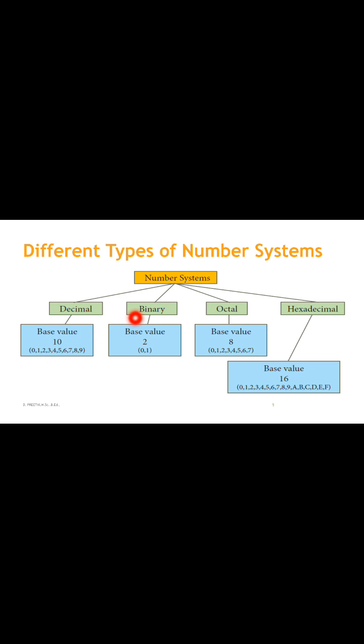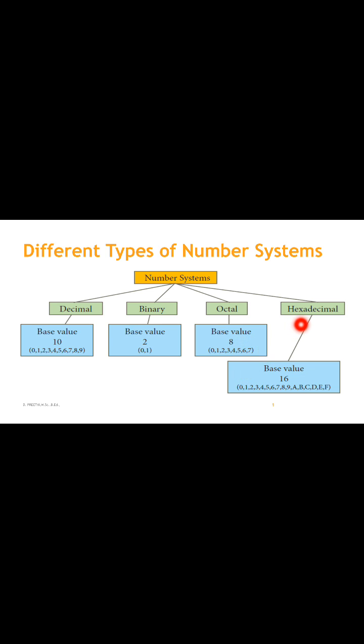The next one is the binary number system. Here we have the values 0 and 1, only two values, so the base value or the radix is 2. Next is octal. Here we have the numbers from 0 to 7. Totally we have 8 values, so its base value is 8.